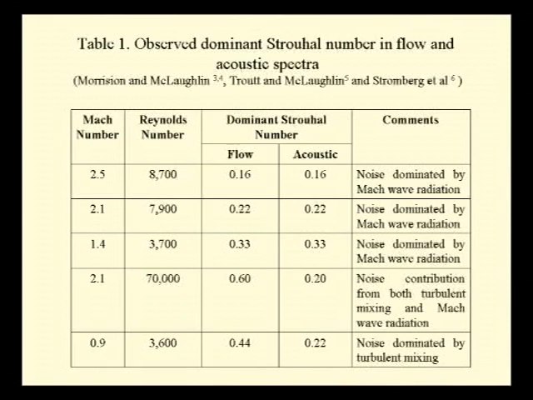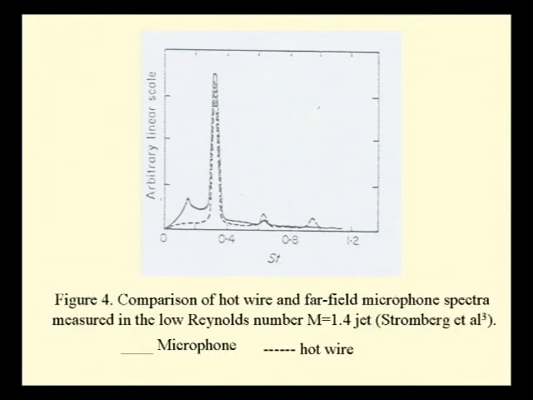So in the first 3 cases, here is a comparison of the spectra of the flow field and the acoustic, and one can see that it lies on top of each other. So there's no doubt here in these 3 cases that the Mach wave radiation dominates, and it comes completely from the instabilities in the jet.